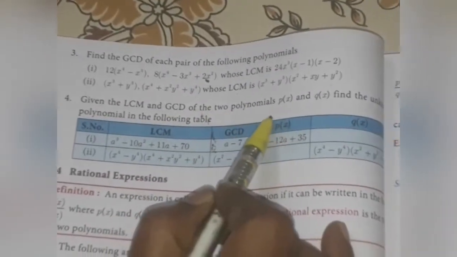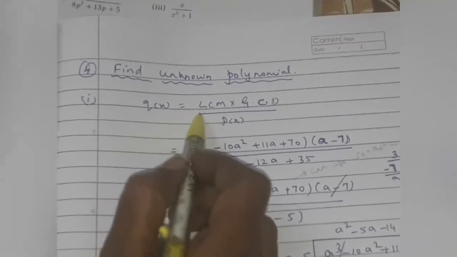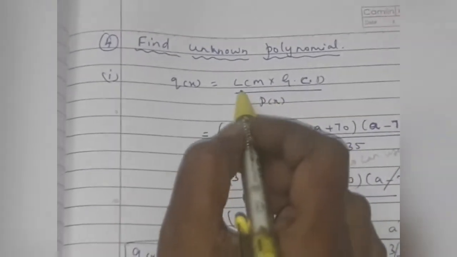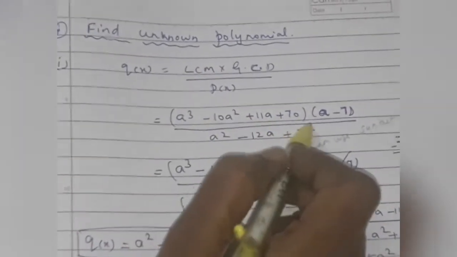So the next, the fourth sum, is LCM and GCD of the polynomials are given, and you have to find out the other polynomial when one polynomial is given. The second also is like that. So for this one also the formula is, for one polynomial, q of x is equal to LCM into GCD by p of x, okay. So from the formula you can write like this. So I have written all these things that are given.